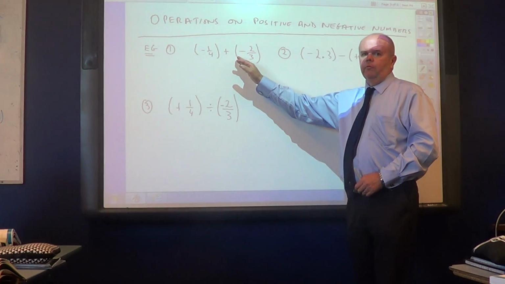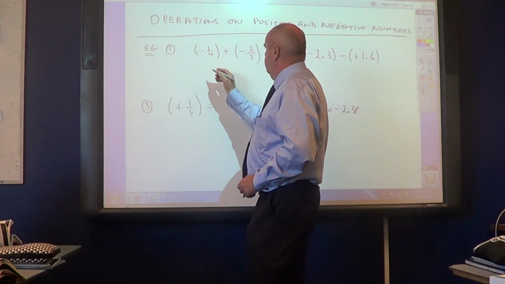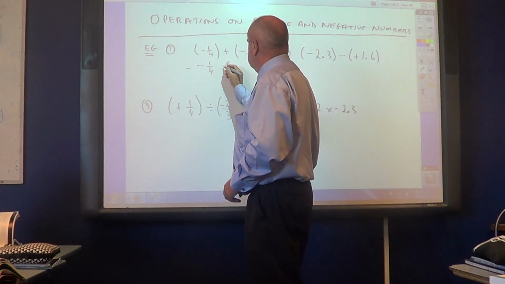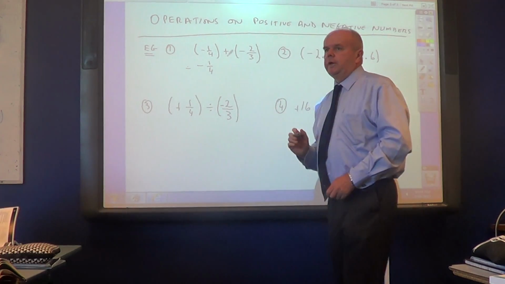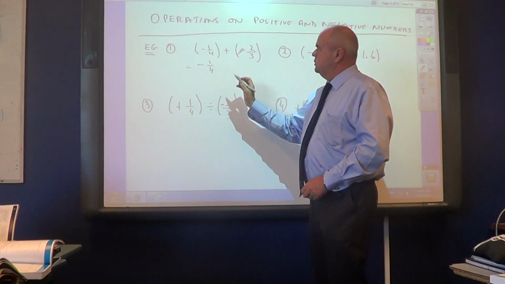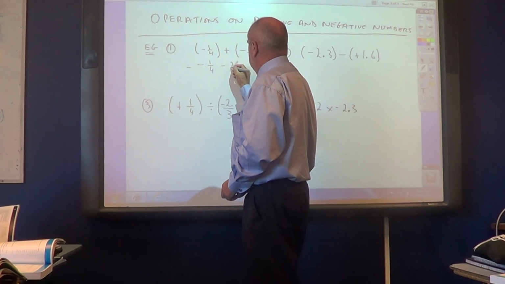Now, there are quick ways of thinking about this. Firstly, here, I'd be getting rid of the brackets. Okay, we just don't really need them. And saying that that's equal to a quarter, negative quarter I should say, plus minus. Now the signs together are different, so it's going to be a minus 2/3.